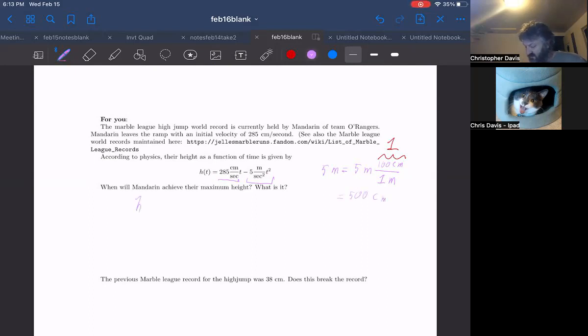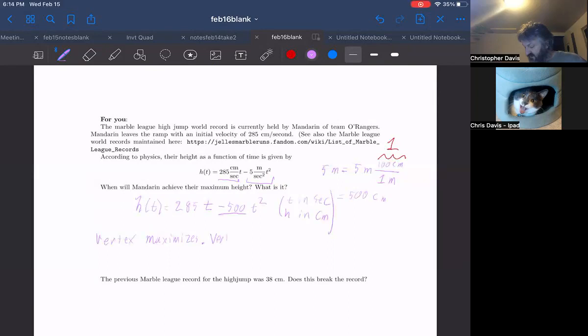All right, so it looks like h of t is 285 centimeters per second. You know what, let's subtract units now that we have it. Equals 285 t minus 500 t squared, t in seconds, h in centimeters. All right, so let's look at that. This is now a quadratic function. Let's find the vertex. The vertex, well, that's negative, so the vertex maximizes.